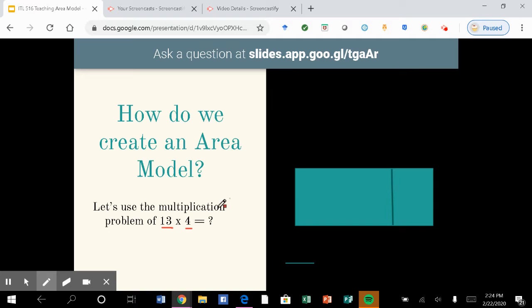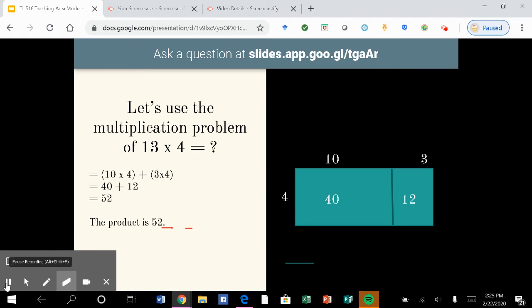So I'm going to first split the 13 into tens and ones. Well, I know I have one 10 and 3 ones. And then we're going to put our single-digit factor on the outside. So now that we set up our area model, we would multiply, ideally, the length times the width.